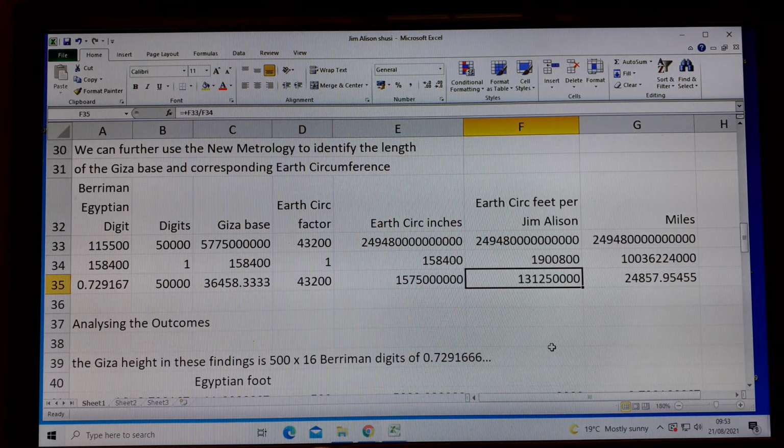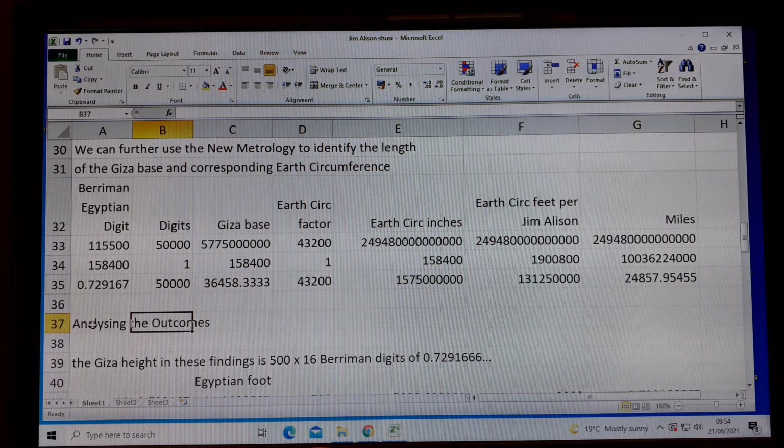Because the system that I'm suggesting is the base 100 system uses a foot of 13.2 imperial inches, and Jim has factored that down. And the 13.2 inch foot will give an Earth circumference of 25,000 miles, and we're going to look at that. So analysing the outcomes, what is this stuff telling us?